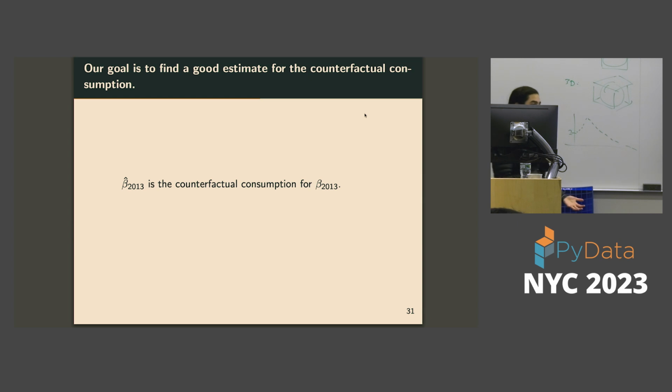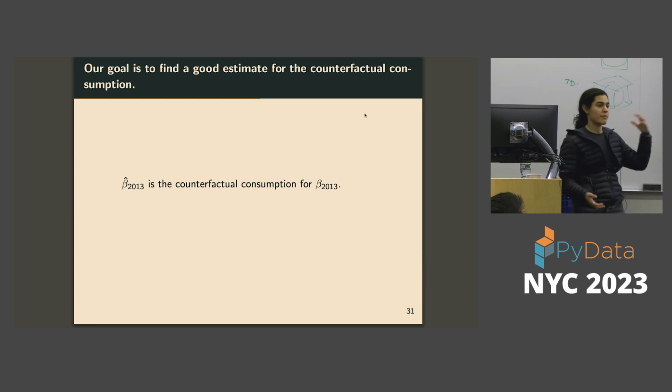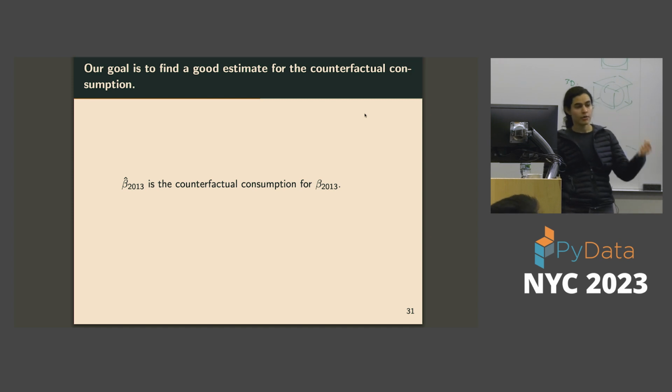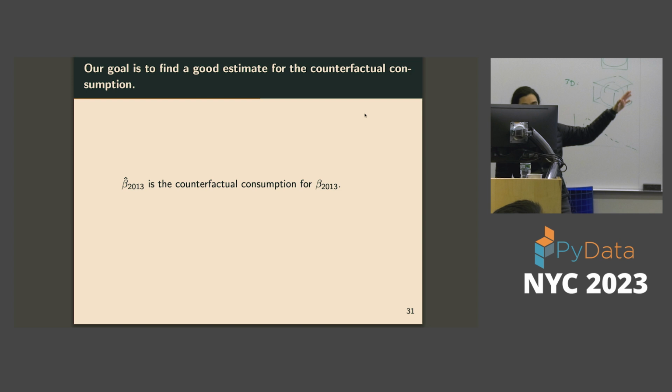Let's take beta hat 2013 to be the counterfactual consumption for beta 2013. So what is beta? Beta is the treatment group's consumption in 2013. That's the year they went through the treatment. And going back to our understanding of what a counterfactual is, we want a counterfactual for this group to then be able to understand the impact of this pricing model, right? So we're just going to note that as beta hat.